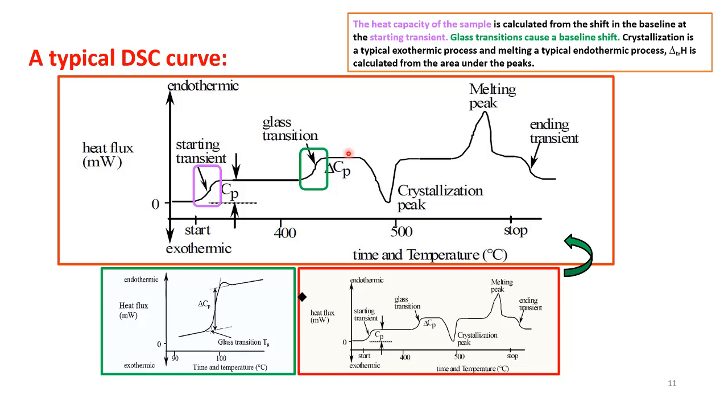And then the crystallization, this is the exothermic process, and the melting is the endothermic process. And then we can calculate the area between these two graphs to get the proper exact value of the heat required. So in the case of exothermic, the heat is dissipated, and in the case of endothermic, the heat is required.